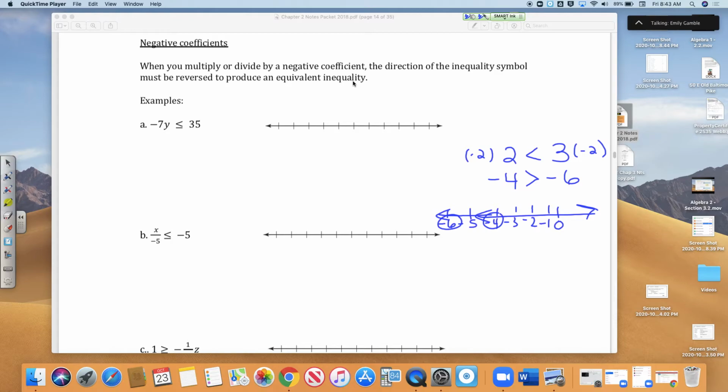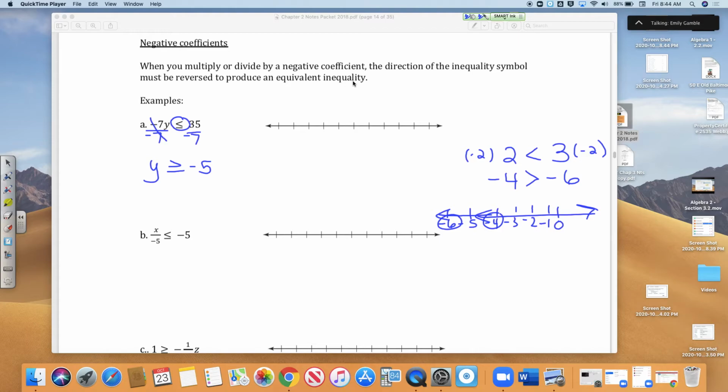So when I go to solve this problem, I'm going to divide both sides by negative 7. When I divide by negative 7, we just have to be careful because I divide by a negative. This sign flips from less than or equal to greater than or equal to. And 35 divided by negative 7 is negative 5. So this is my answer.